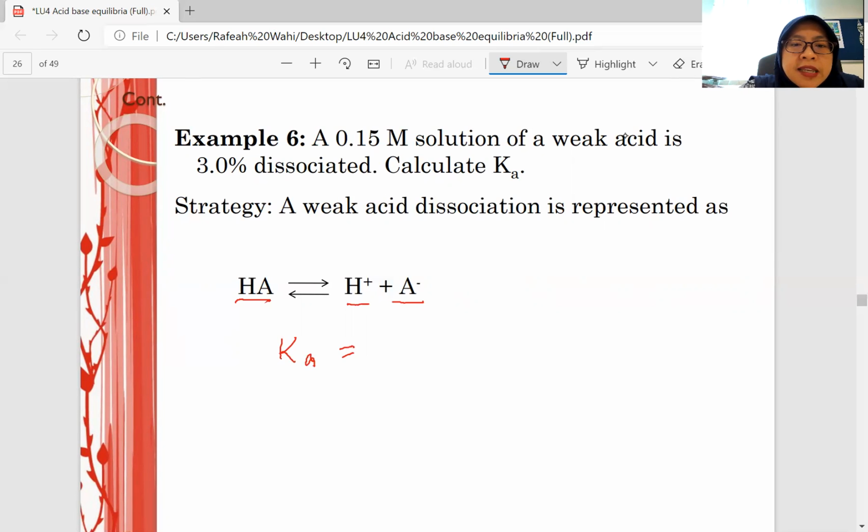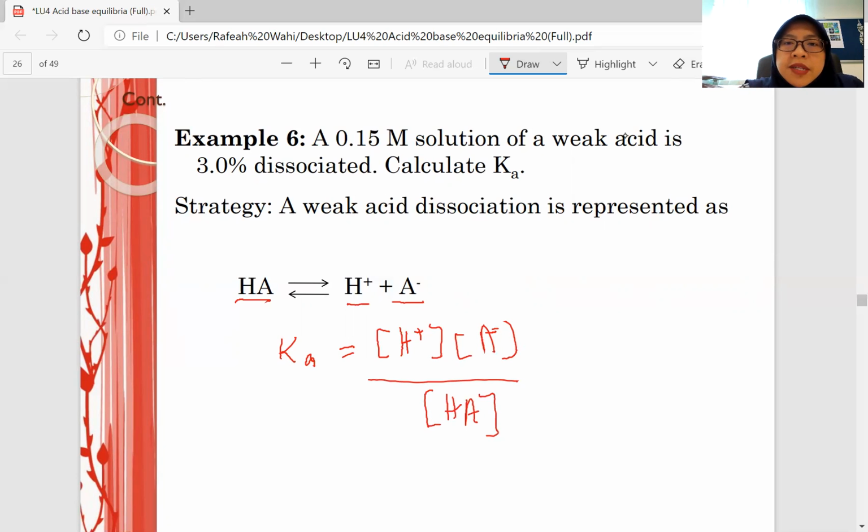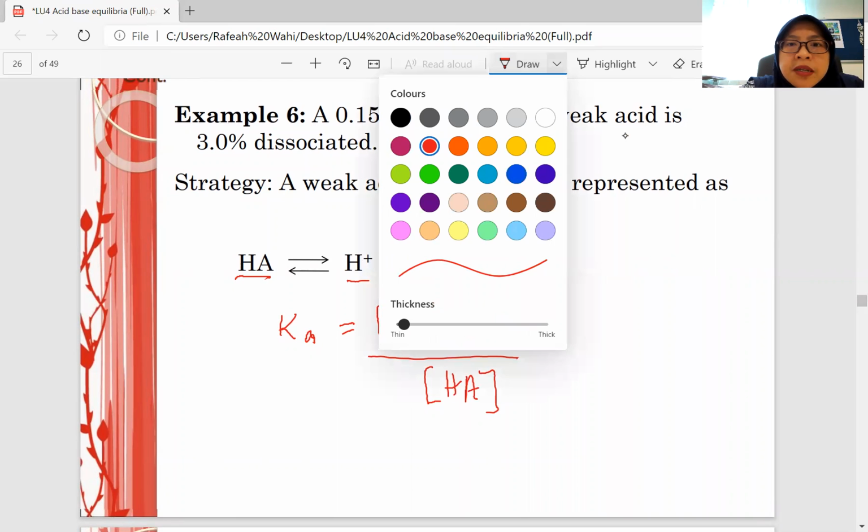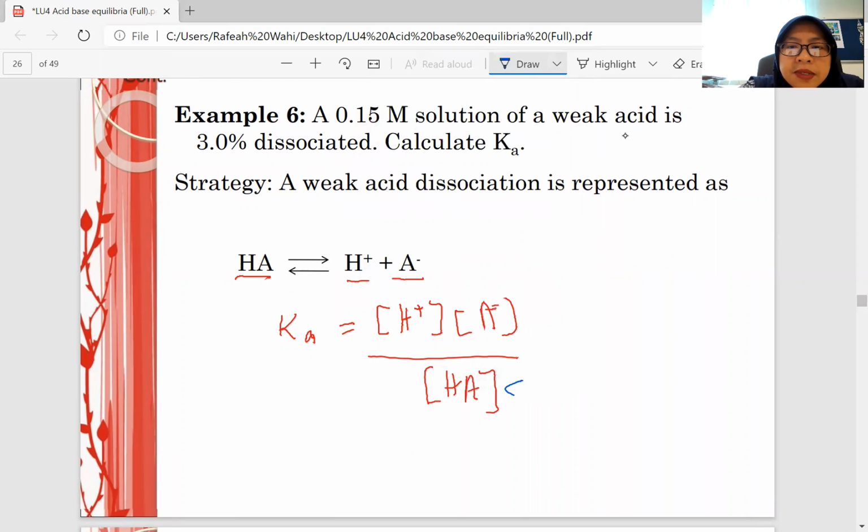Again, what is the Ka expression? Ka is equal to the concentration of H plus ion times the concentration of conjugate base divided by the concentration of initial acid. Okay, we know that the concentration of initial acid is 0.15 molar. It's given in the question. And we know that the acid is 3% dissociated.